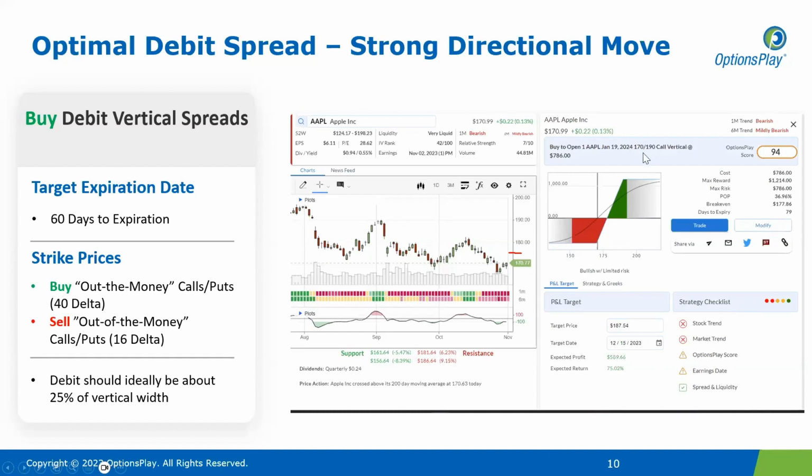Again, I got my screenshot a bit messed up here, but assume this is like the 175 and 195 call vertical, not the 170, 190. So we go for the 175 strike to buy, slightly out of the money, so the stock has to rally a little bit more to reach that strike. But we also sell a more out of the money call option as well, 16 delta, and that reduces the cost of buying the more expensive 40 delta option.